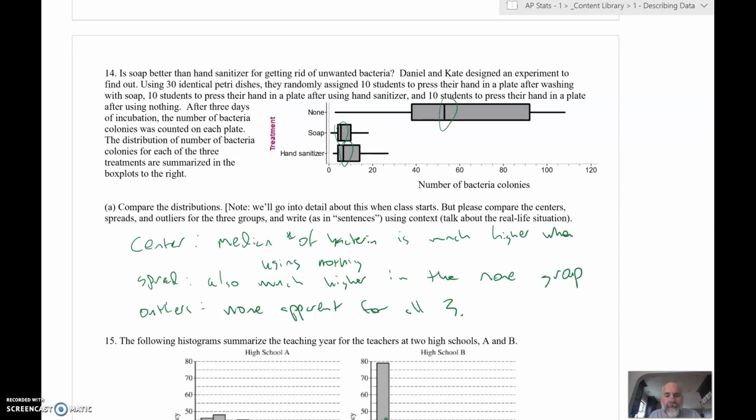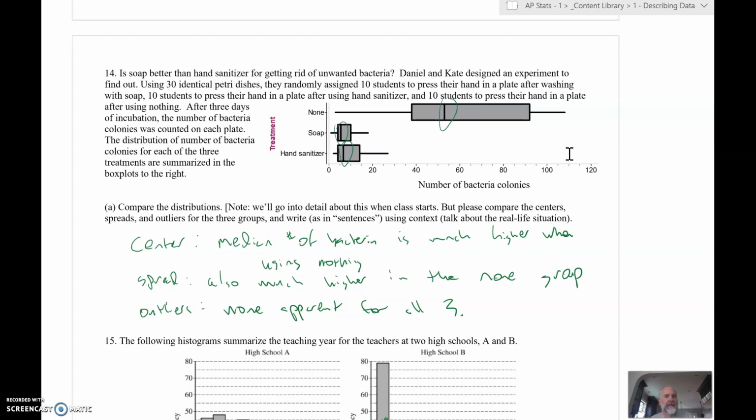Okay. So I compared the centers. I said, looking at the centers, the median number of bacteria is much higher when you use nothing compared to the other two, which have much lower medians. Median was about 50-something bacteria or something. Is it number of bacteria? Number of bacteria colonies. So notice how I discuss how I knew what the center was, and I used context.